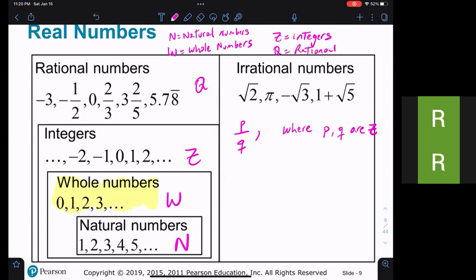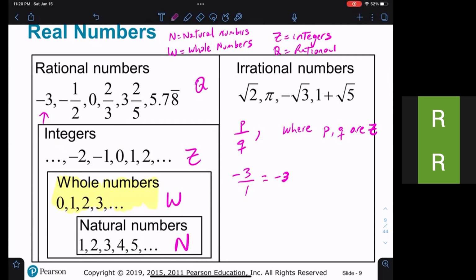So for example, the first number that we have in the rational numbers is -3. So -3 can be expressed as -3/1, right? Is -3 an integer? Yes, that's right here. And is 1 an integer? Yes, that's right here. So that is a fraction, right? It's a quotient of two integers. Basically, that's what a rational number is, right?